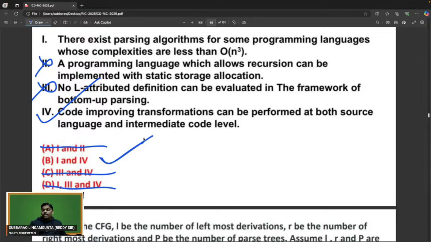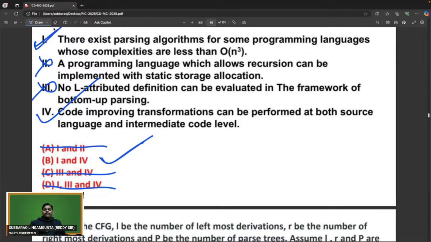Remember, there exists a parsing algorithm for some programming languages whose complexities are less than n cube. Most probably the parsing algorithm, the CYK algorithm, will take n cube time. But there exist some programming languages for which parsing takes less than order of n cube. It is possible. By seeing this option, you can easily say, so option A is the correct option.